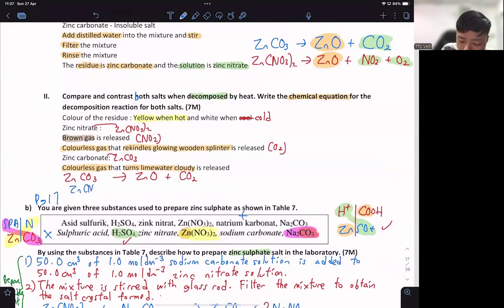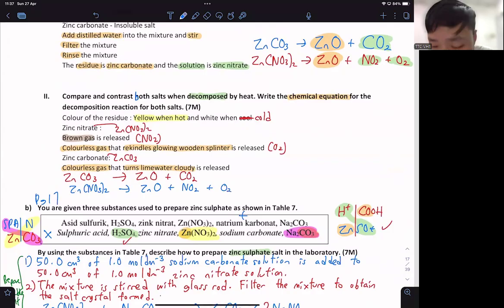Zinc nitrate, heat, you get zinc oxide, nitrogen dioxide, and oxygen. The matter is you have to balance the equation. Okay, for the second one, you cannot just leave it, or there is no mark.